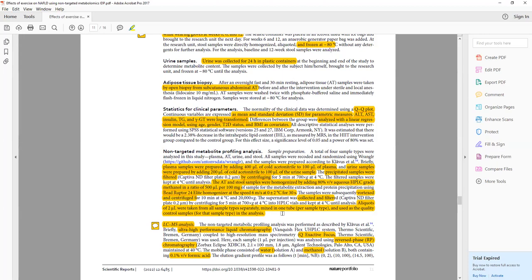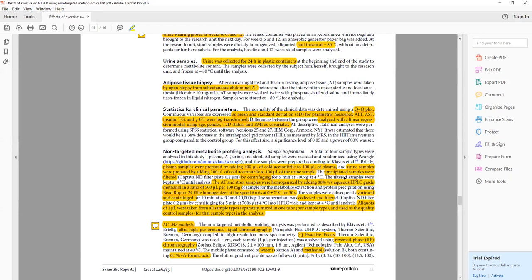So how did they prepare these samples? Plasma samples were prepared by adding acetonitrile and that's it. Urine were prepared by also adding a cold acetonitrile. The reason they add acetonitrile is to precipitate out the proteins. You're not doing proteomics, you are doing metabolomics. So you want to get the proteins out because they are very large compounds that can interfere with your analysis in a big way.